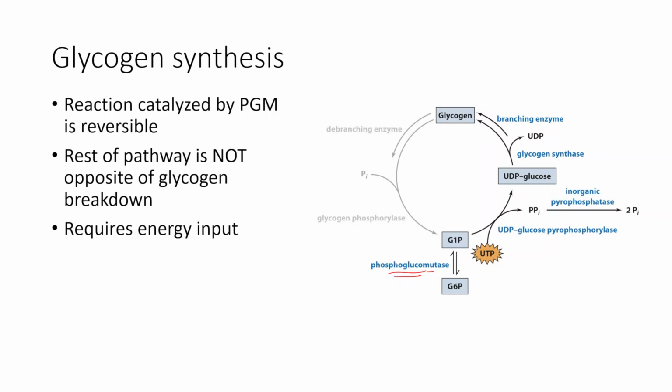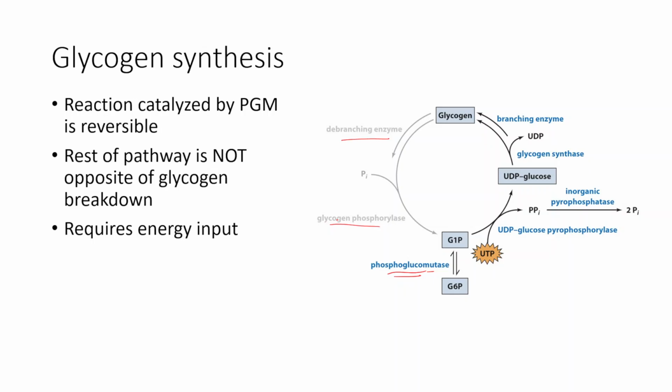However, the other 2 enzymes that are used to break down glycogen catalyze irreversible reactions. Those were debranching enzyme and glycogen phosphorylase. So the cell is going to have to use different enzymes to help build up glucose 1-phosphate back into glycogen. And so it is not the exact opposite of glycogen breakdown. And it's also going to require some energy input.